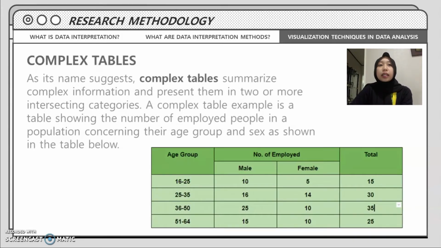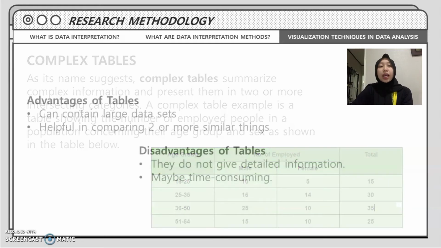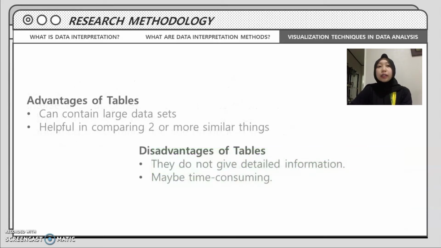And second, complex tables. As its name suggests, complex tables summarize complex information and present them in two or more intersecting categories. A complex table example is a table showing the number of employed people in a population with respect to their age group and sex, as shown in the table below. The advantages of tables are: they can contain large data sets and are helpful in comparing two or more similar things. And the disadvantages of tables are: they do not give detailed information and may be time-consuming.